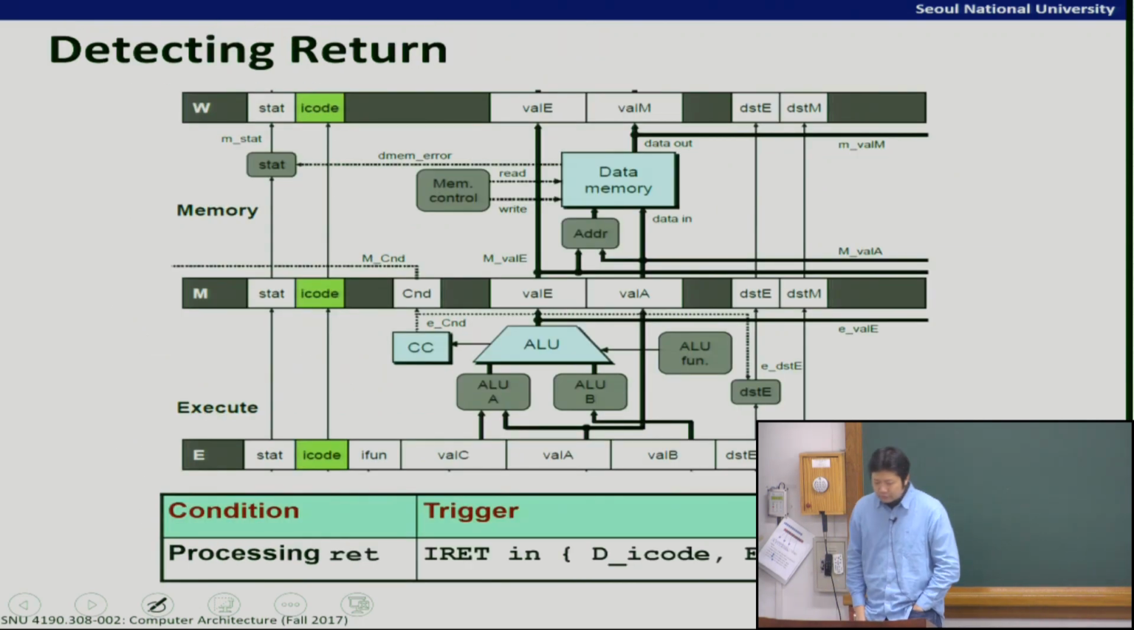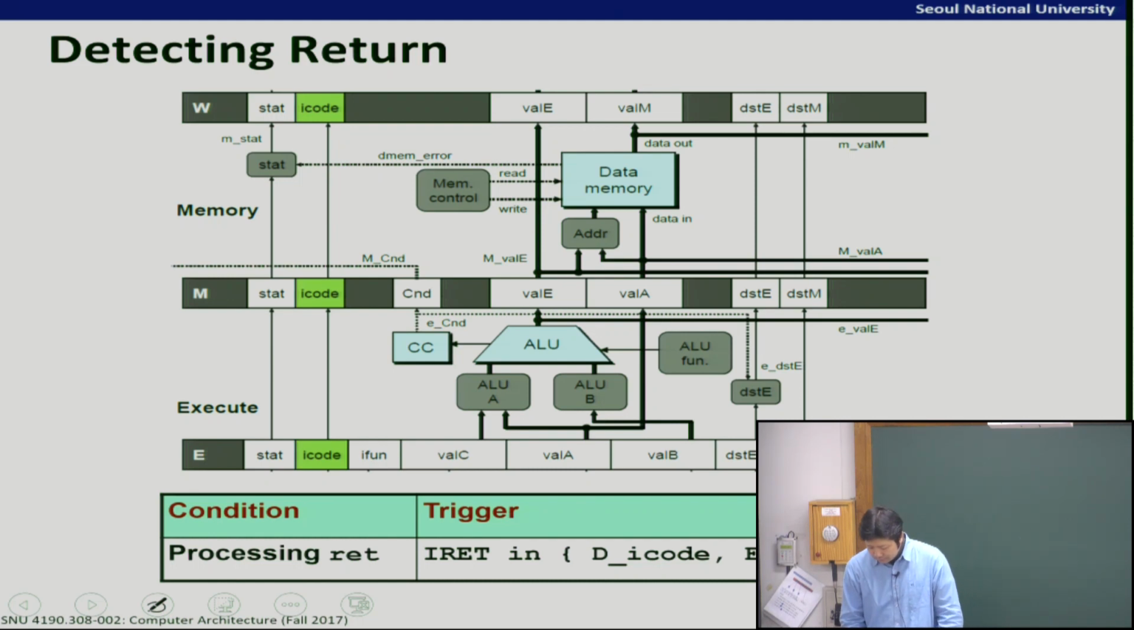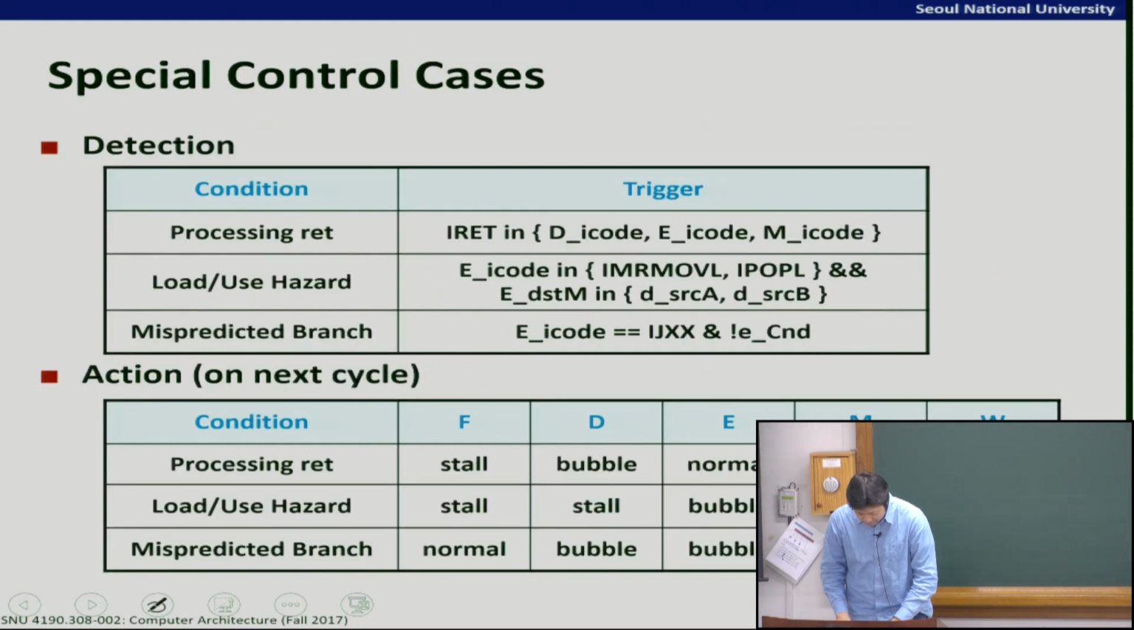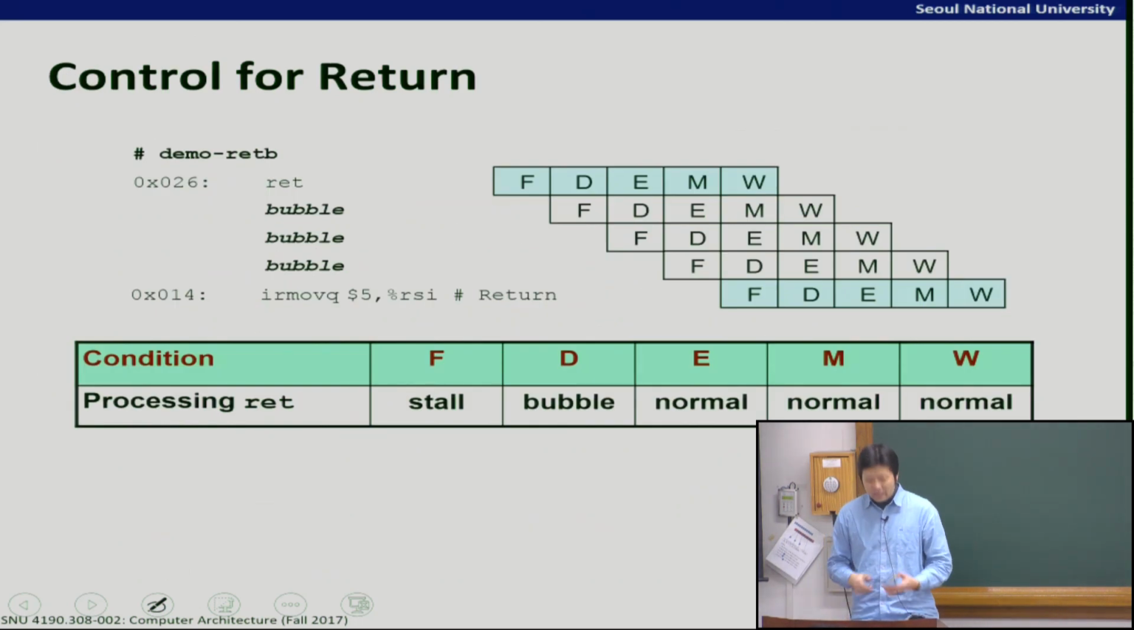So how can we detect a return? If the return instruction is in either the D stage, E stage, or M stage, then we stop fetching, basically stall the fetch stage, and then insert a bubble into the decode stage, and so on. That's actually done. Actually, you know what? The time is up, so I'm going to stop here, and I'm going to cover this return instruction again next time, and then move on to the next topic.